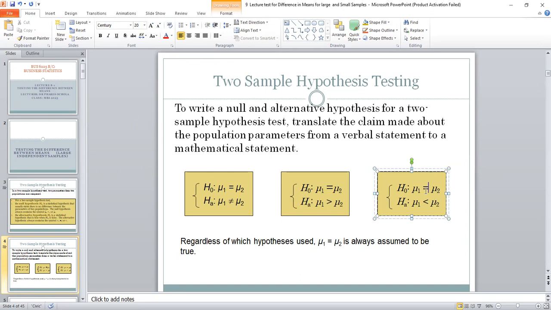I'm going to go through these slides. I want to take an example to illustrate for you how to perform an independent sample test for the large and for the small sample. Because you have stated the hypothesis, all that's remaining is for us to state the test statistic.